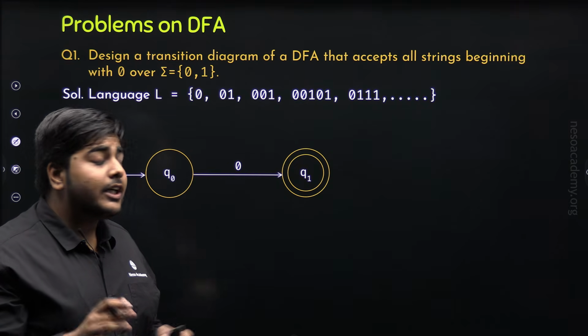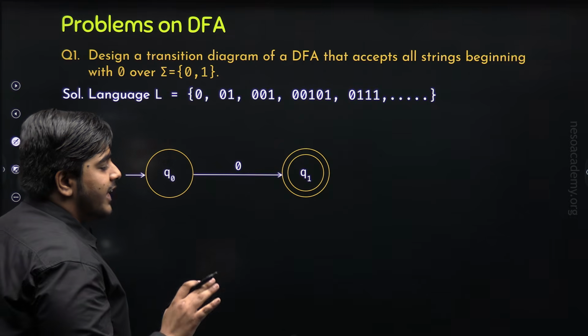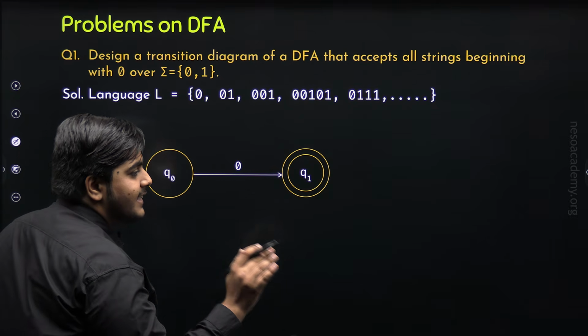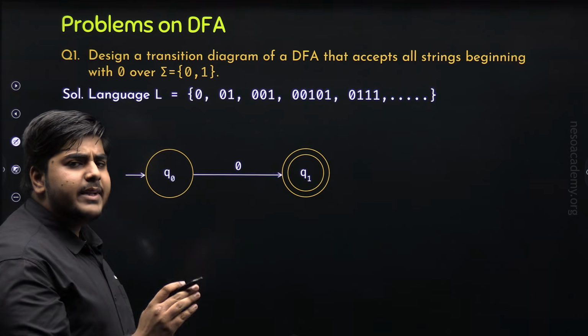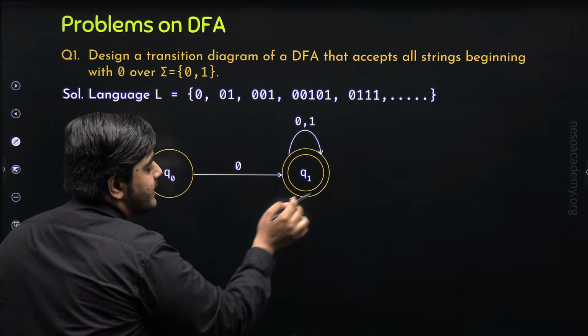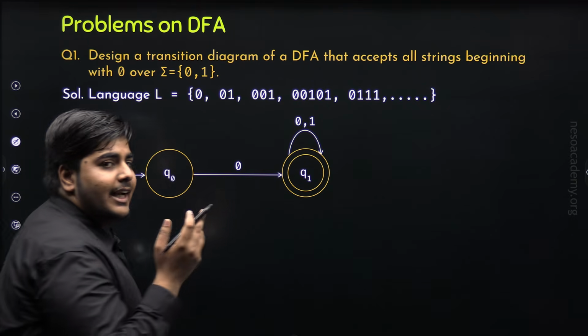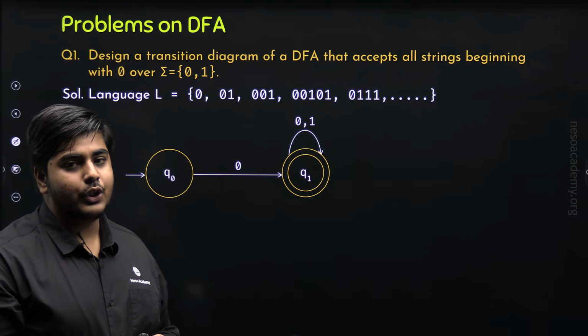So it doesn't matter what comes after that 0. So any combination of 0 and 1 that comes after 0 will be accepted. So we will simply create a self loop for the symbols 0 and 1 over the state Q1. And in this way, we have completed both the transitions for the state Q1.